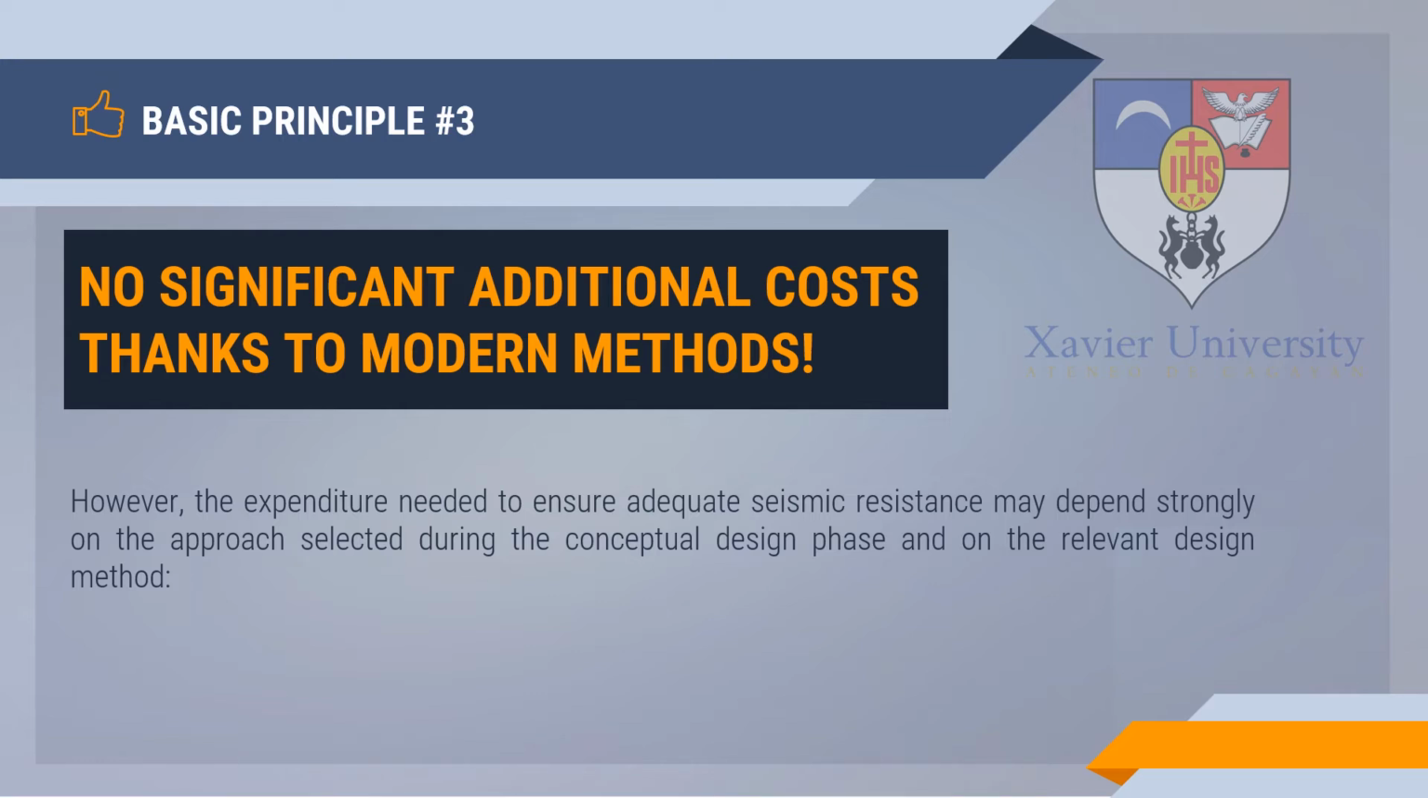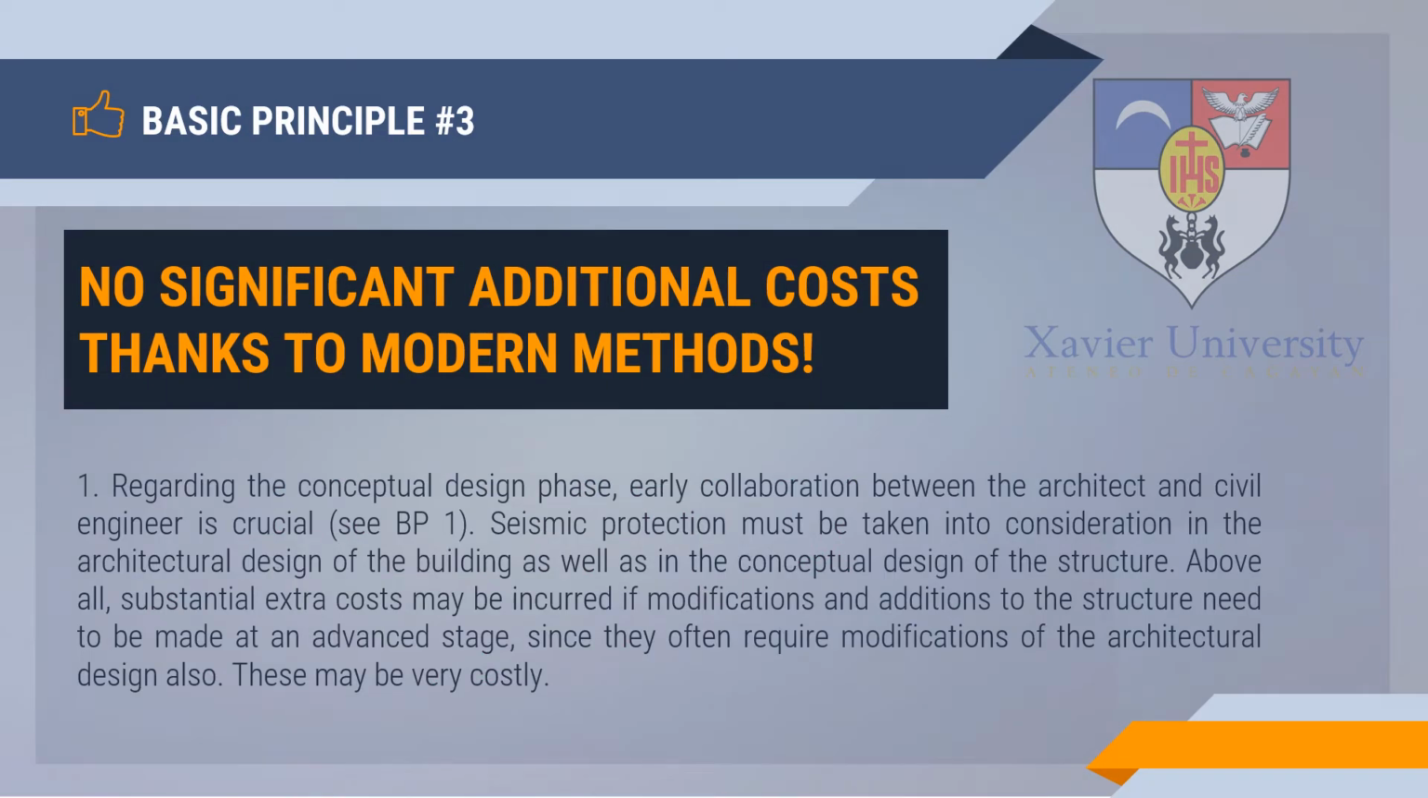However, the expenditure needed to ensure adequate seismic resistance may depend strongly on the approach selected during the conceptual design phase and on the relevant design methods. So first, regarding the conceptual design phase, early collaboration between the architect and the civil engineer is crucial. That's why we should follow basic principle number 1.